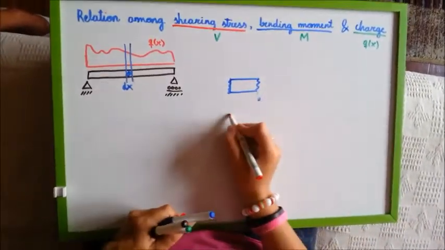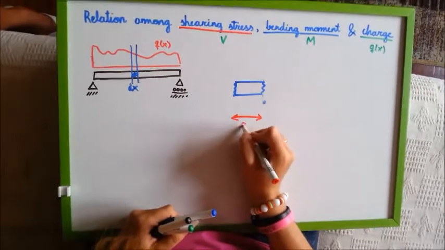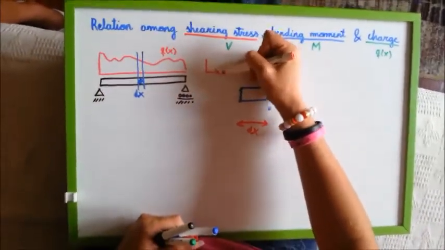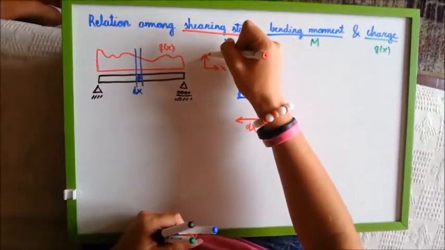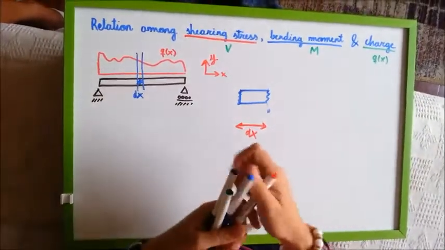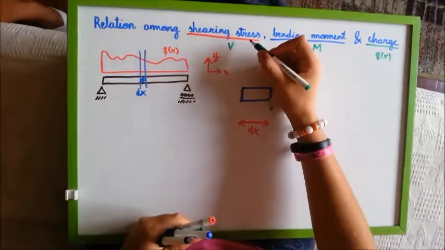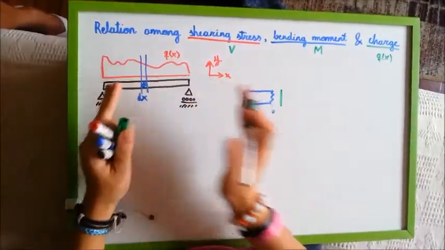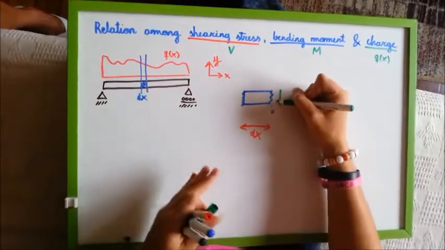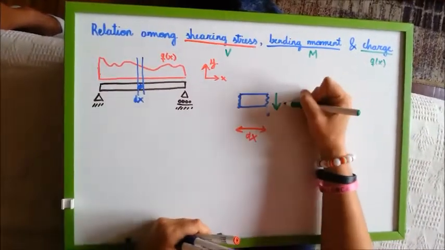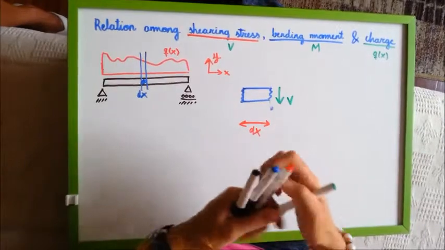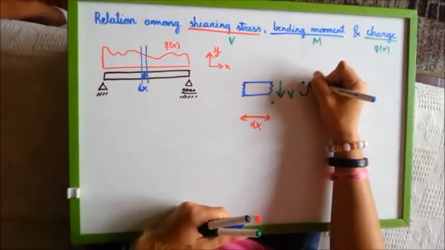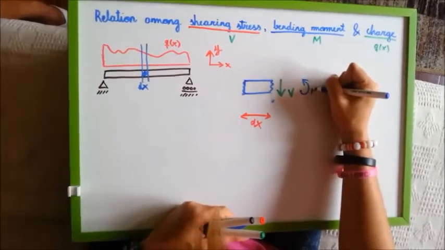Okay, this is the X, and our system of reference is in this way. So this is X positive and Y positive in this direction. So the shearing stress here in this part, as we are taking the left side of the broken beam, V is downwards, and the moment is in this direction, M.